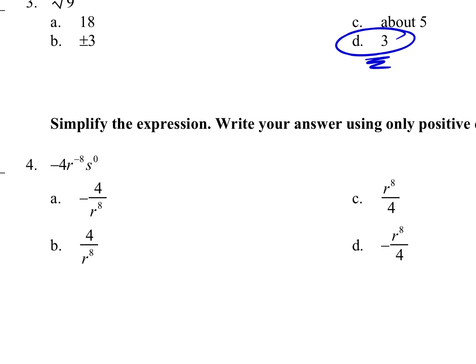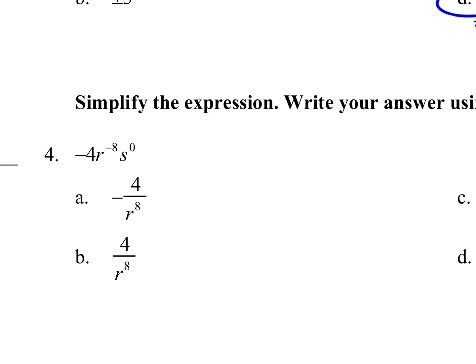All right, let's look at number 4. Just looking at this, what's the first thing we would want to do? Make the S a 1. Awesome. We can change the S to just be 1, because S to the power of 0 is just 1. So when we multiply by 1, we just get rid of it. So here I have negative 4 times R to the power of negative 8. Now we don't like negative exponents. So how can I make that exponent positive?